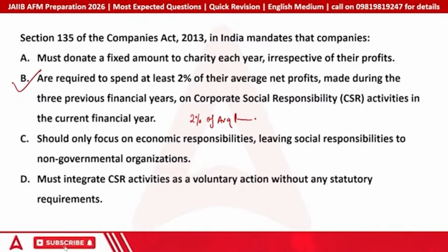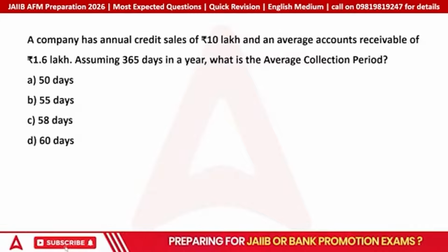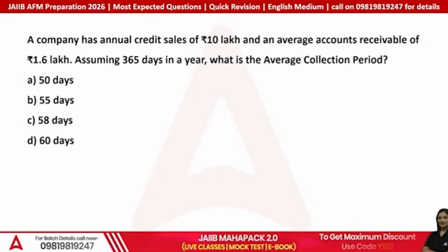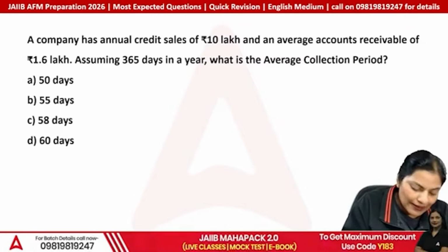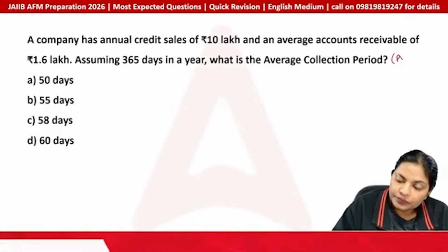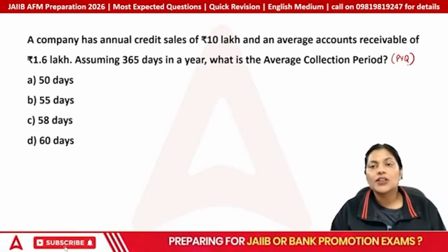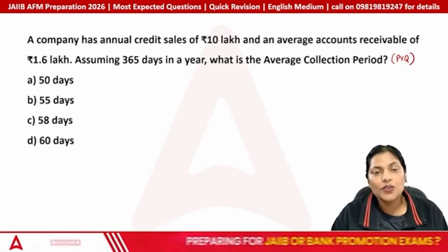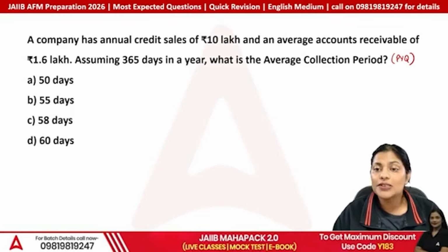Then, next question. Again, a previous year question. A company has an annual credit sale of 10 lakh and an average accounts receivable of 1.6 lakh, assuming 365 days in a year. What is the average collection period?